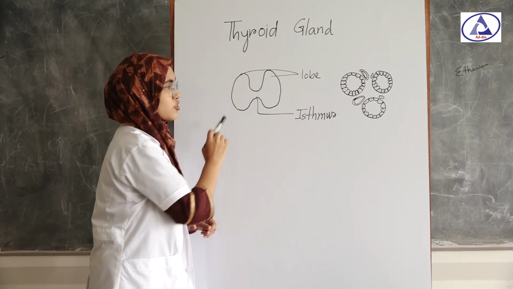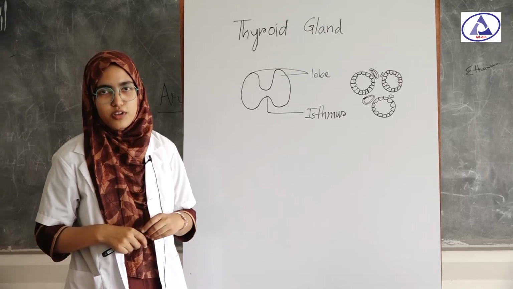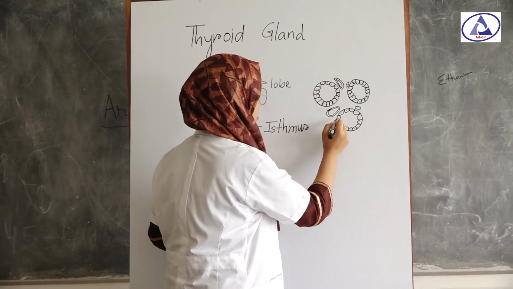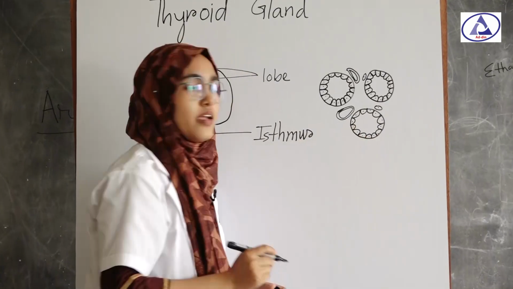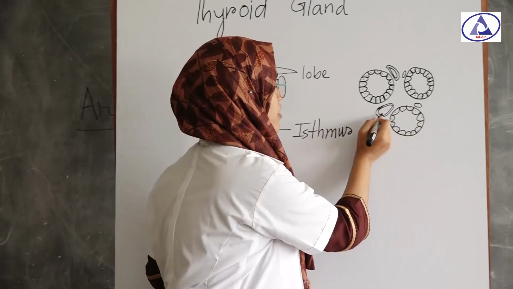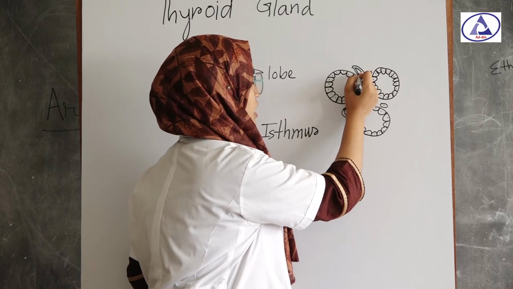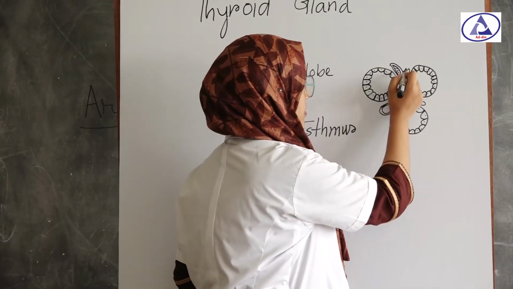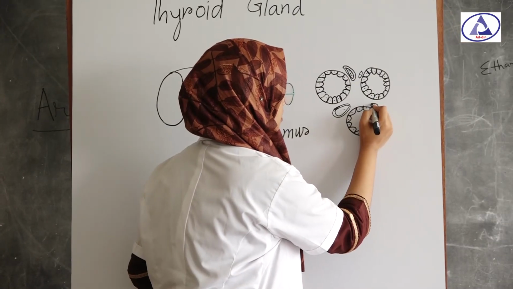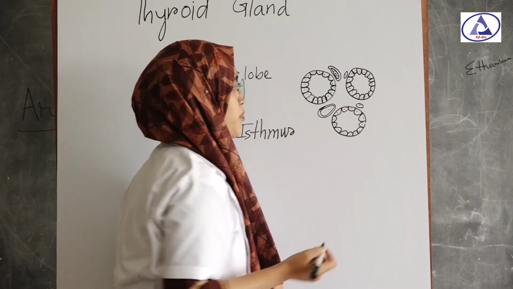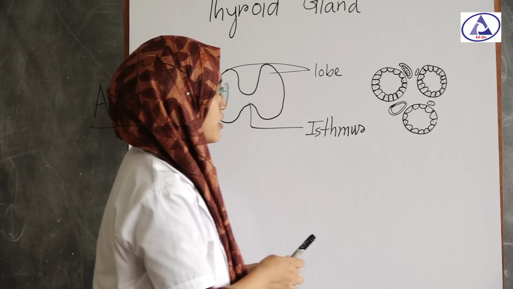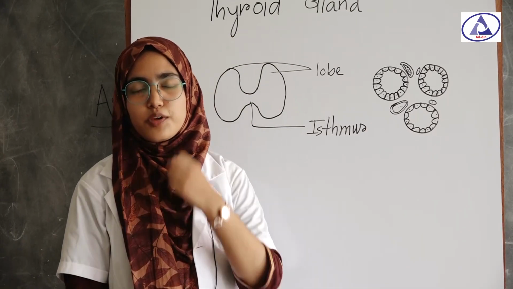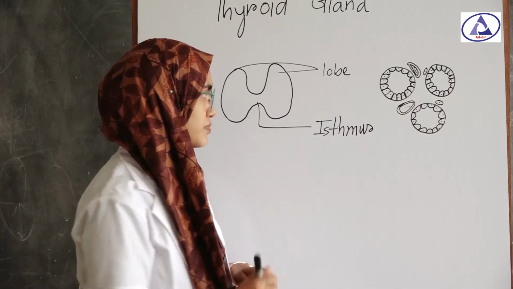This thyroid gland is composed of a large number of follicles. This one is one follicle, this one is another follicle. In between follicles, there are blood vessels. The thyroid gland is a very vascular gland, and between these follicles there is another type of cell called C cell or parafollicular cell. These follicles are composed of a single layer of cuboidal epithelial cells.